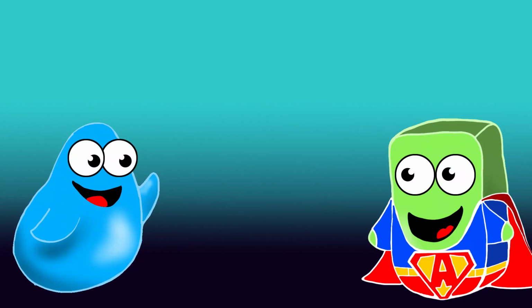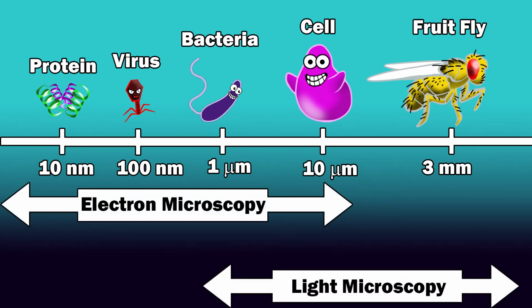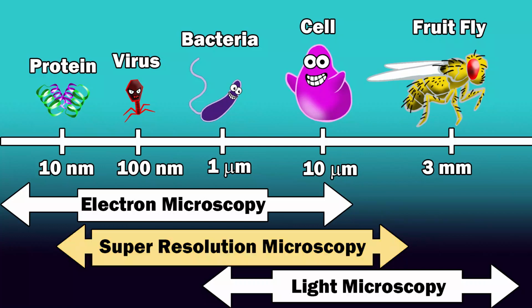Remember when I taught you that scientists use different kinds of microscopes because they have different resolutions? Well, super resolution microscopy is a type of light microscopy, but it's able to take images that have a resolution that is 2 to 10 times higher than other light microscopes. That means you can get images that are almost the same resolution as an electron microscope.